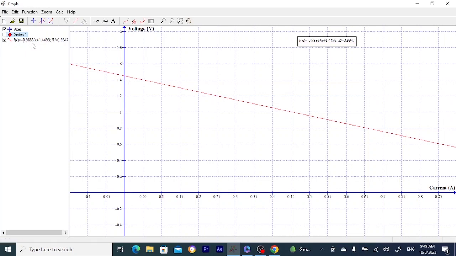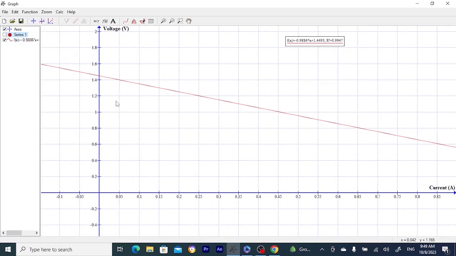So from here, it says my slope is 0.9886. That's my slope. But if you're not using the software, how do you get the slope on your graph work? What you do is this. You look for the point where your line cuts the x and y axis together, just like this point here. So here is a good point for the slope. The x-axis here is about 0.05, and for the y-axis, that's the voltage axis, that's about 1.4.